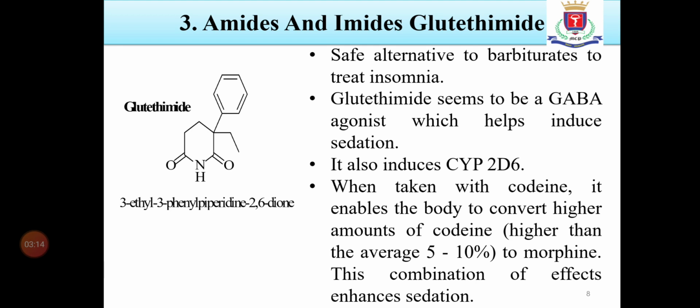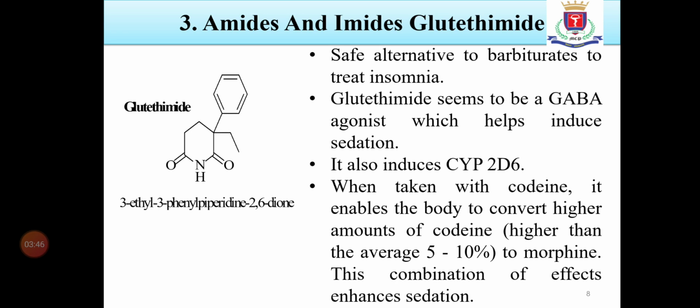At the 3 position there is one ethyl and one more substitution on the same 3 position, that is a phenyl. This is about the structure of glutethimide. Glutethimide is an aromatic amide. Glutethimide is a safe alternative to barbiturates to treat insomnia. Glutethimide seems to be a GABA agonist, which helps induce sedation. It also induces the cytochrome 2D6 enzyme.